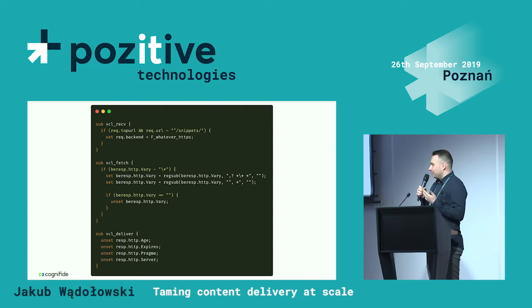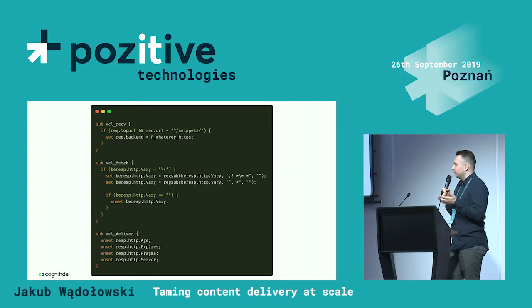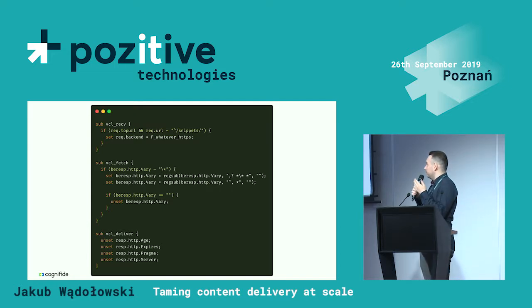As you can see, it's fairly straightforward. This is a simple if statement: if that's true, then do that. If it is a snippet request, go to this particular backend.